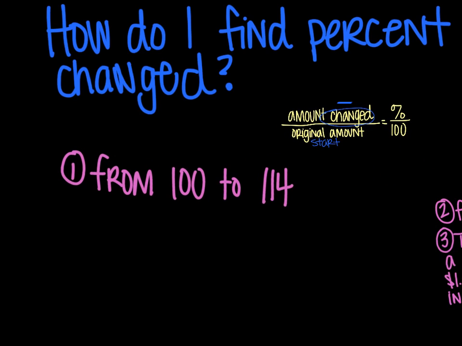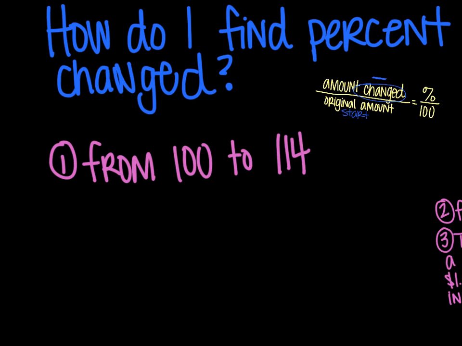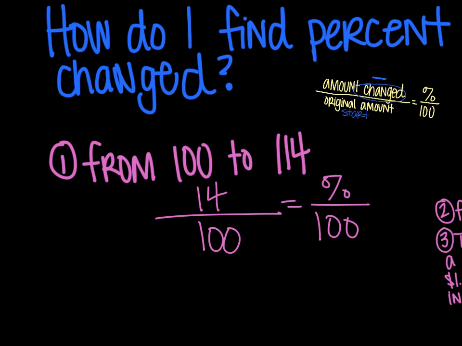Number one, here are your three examples. Number one, from 100 to 114. So I started at 100, and I went to 114. Well, how much did that change by? That changed by 14. And then I need to find my percent out of 100. I don't know my percent. That's what I'm trying to find. That's my variable. This is really easy math because we're multiplying by 1 as we go across. So my percent change is 14%.